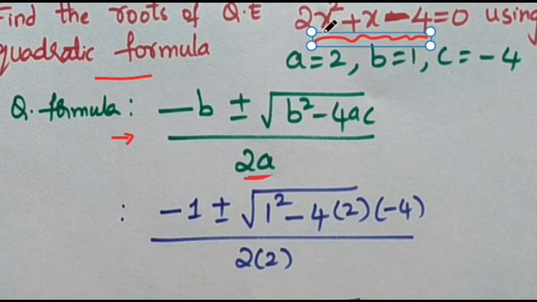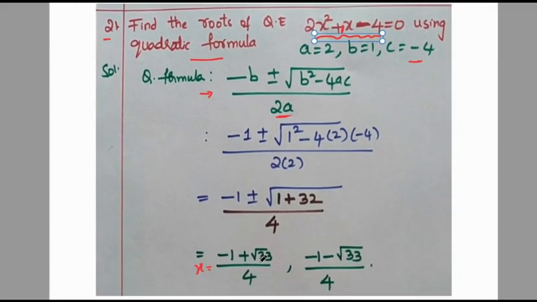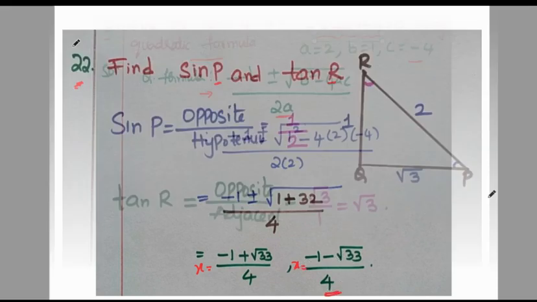Replacing a, b, c: a is the x square coefficient, b is the x coefficient, and c is the constant. We will get the roots as x is equal to (minus 1 plus root 33) by 4, and the other root is (minus 1 minus root 33) by 4.